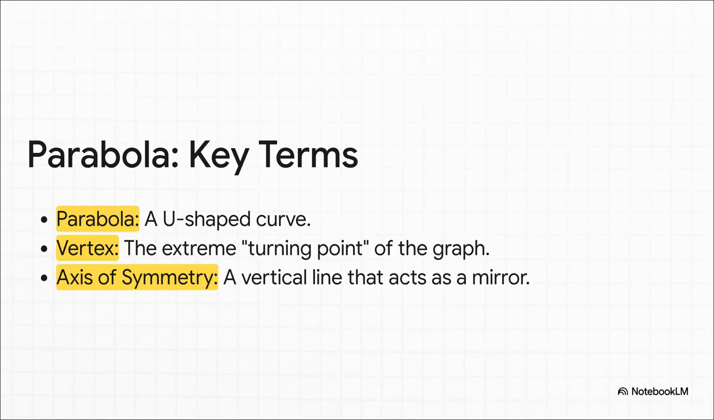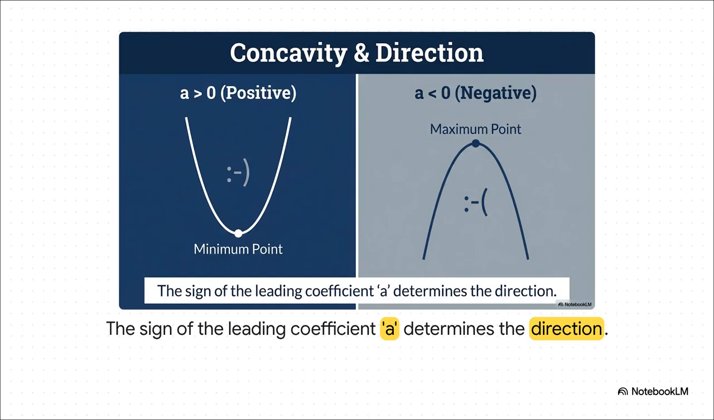And finally, the axis of symmetry. Think of it like a perfectly vertical mirror that slices right through the vertex, making one side a perfect reflection of the other. And get this, a parabola's entire attitude, whether it's happy or sad, comes down to one single letter, A. If A is positive, the parabola opens up like a smiley face, which means it has a minimum point. But if A is negative, it opens down like a frowny face, giving it a maximum point. So just by looking at that one little value, you instantly know if you're trying to find, say, the lowest possible cost or the highest possible profit.